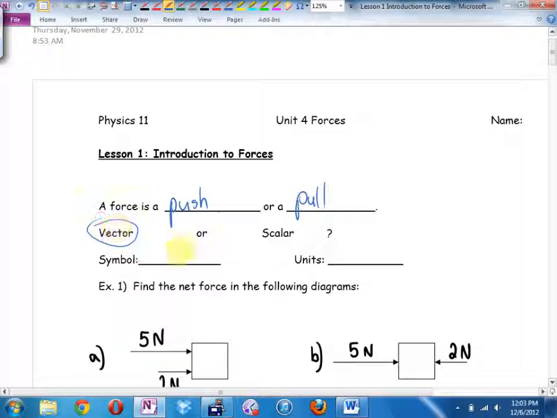The symbol for force, capital letter F, although we should add a vector symbol above it. And force is measured in newtons. Named after a scientist whose last name was Sir Isaac Newton.